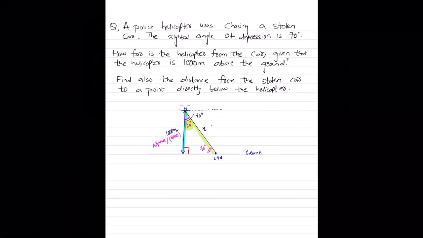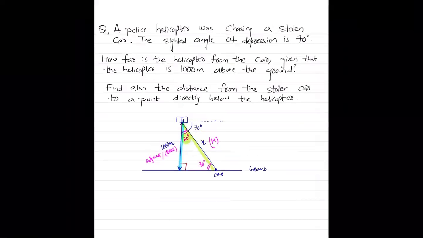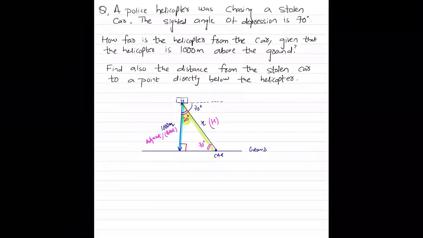Which trigonometric ratio would you be using for base and hypotenuse? कौन सा ट्रिग रेशियो है जो बेस और hypotenuse में डील करता है? cos. So if I am taking 20 degree as my angle, then cos of 20 is 1000 meter divided by x. So x comes out to be 1000 divided by cos 20 degree. What is the value?